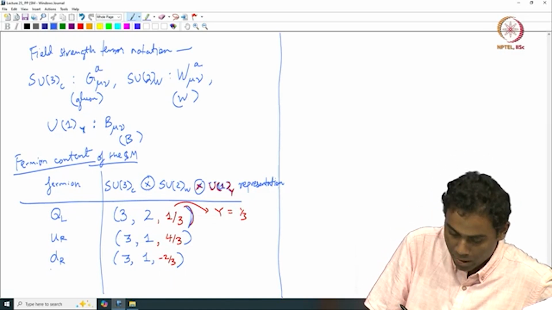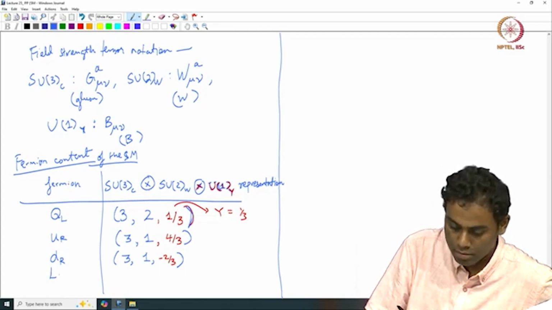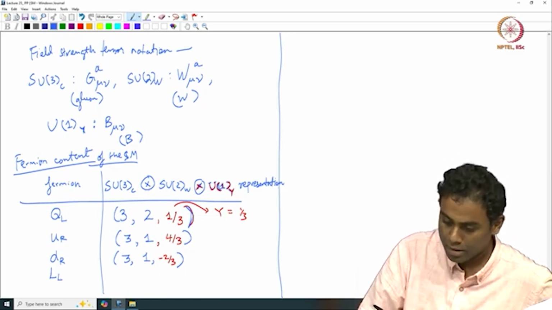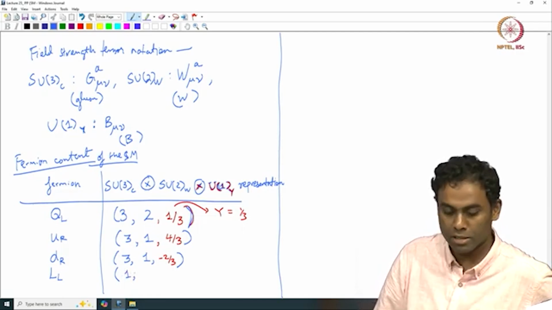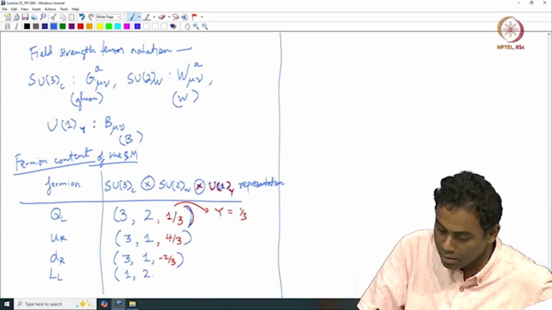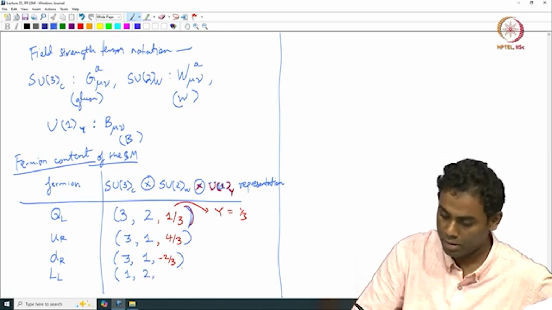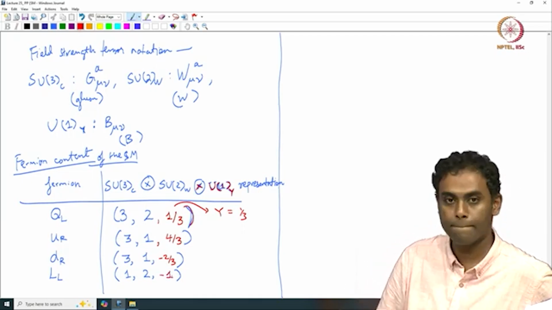Next, what other fermions do I have? So I have leptons, right? So is the lepton charged under SU3? Of course not. That's exactly what makes it a lepton. But since I've given it a subscript L, it means it's a left-handed object, and that should mean it's a doublet under SU2, and I'm going to give it a hypercharge of -1.